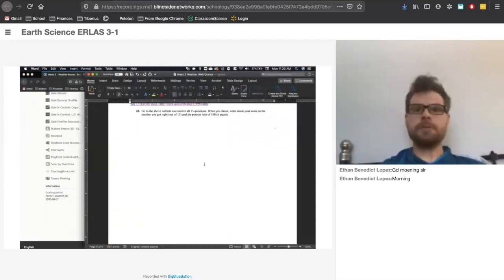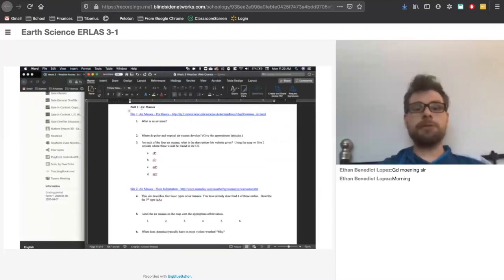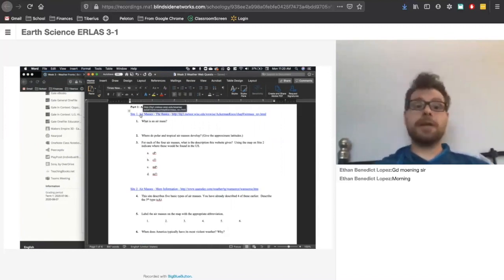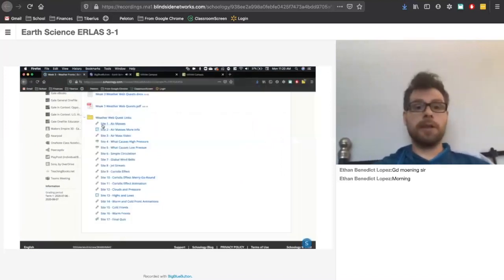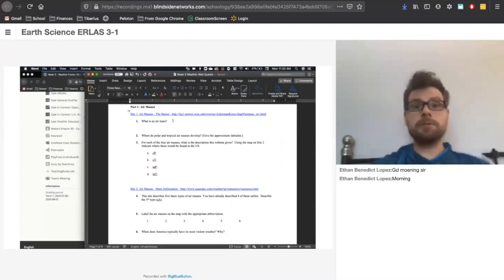This here is your assignment. Before each set of questions, it's got a link to the site that you're supposed to use. So you can click on that link in the document, or you can click on that link here on the weather web quest links. And they're all labeled site 1, site 2, site 3, site 4. Just like with the matter and the density web quest, click on the link, find the information, type it in.